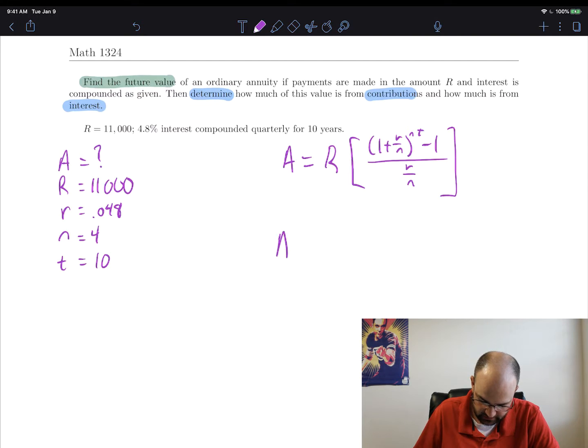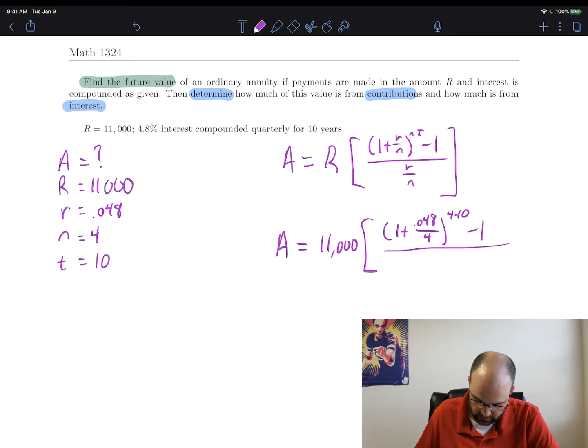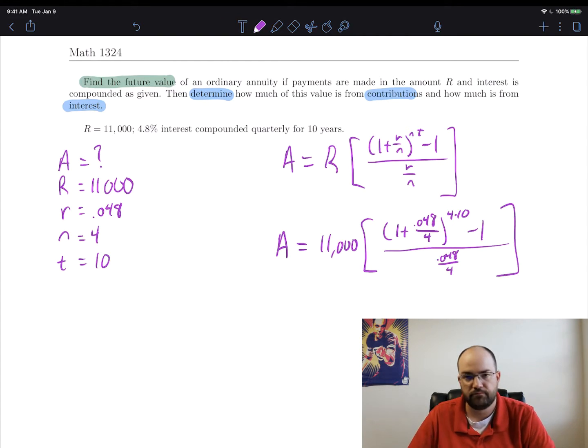Then just plug it in. A equals 11,000, times parentheses, or just use the calculator, you won't have to use the parentheses. Then 1 plus the r of 0.048 over 4, all to the 4 times 10. Then minus 1, all over 0.048 over 4. Awesome. And that will tell us the future value. Now, I'm not going to write it down now because I don't know what it is yet. We'll figure that out together on the calculator.